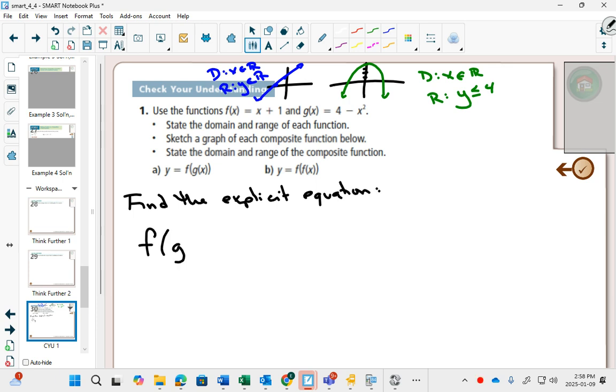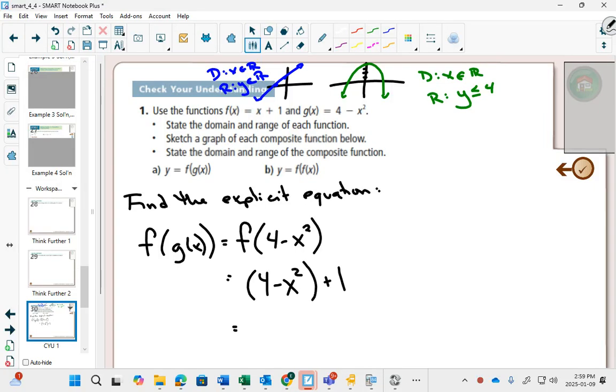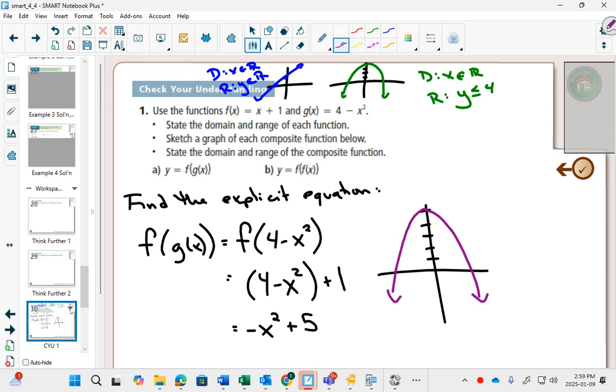So I have f of g of x. Explicit equation, well, g of x I can replace with 4 minus x squared. And then what does f of x do? It says whatever you put in, if I put in a 4 minus x squared, I just add 1 to it. So this gives me negative x squared plus 5. That's easy to graph using transformations. Domain is everything, but its range is y is less than or equal to 5.